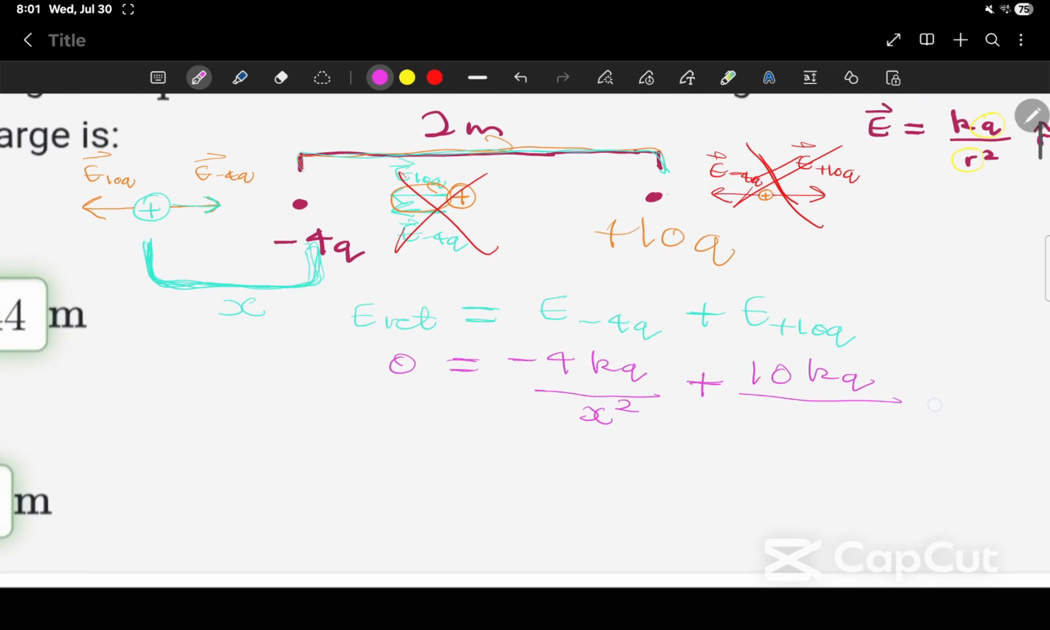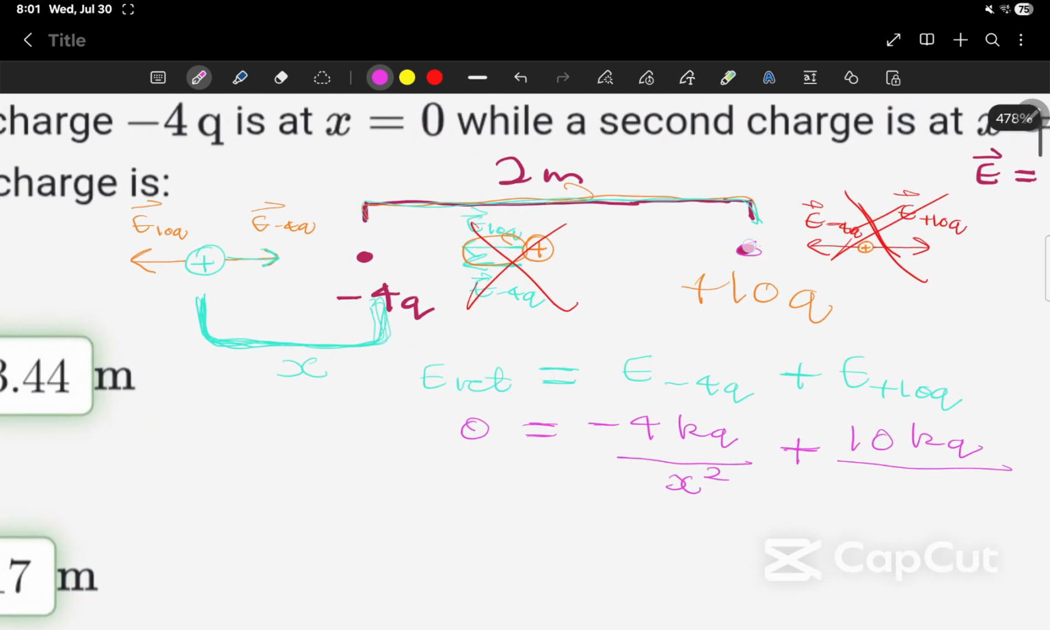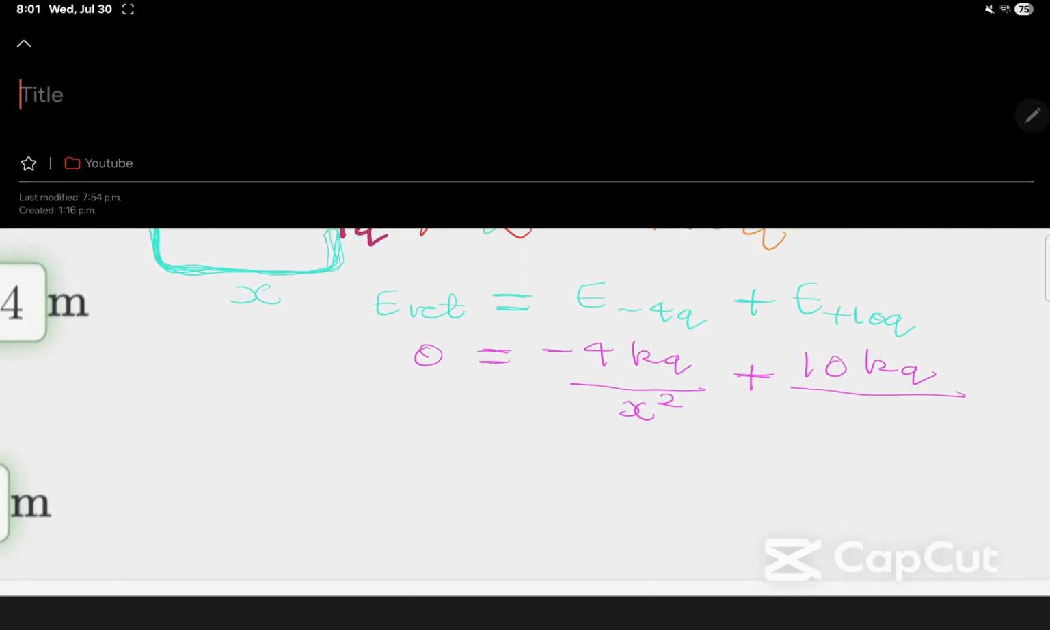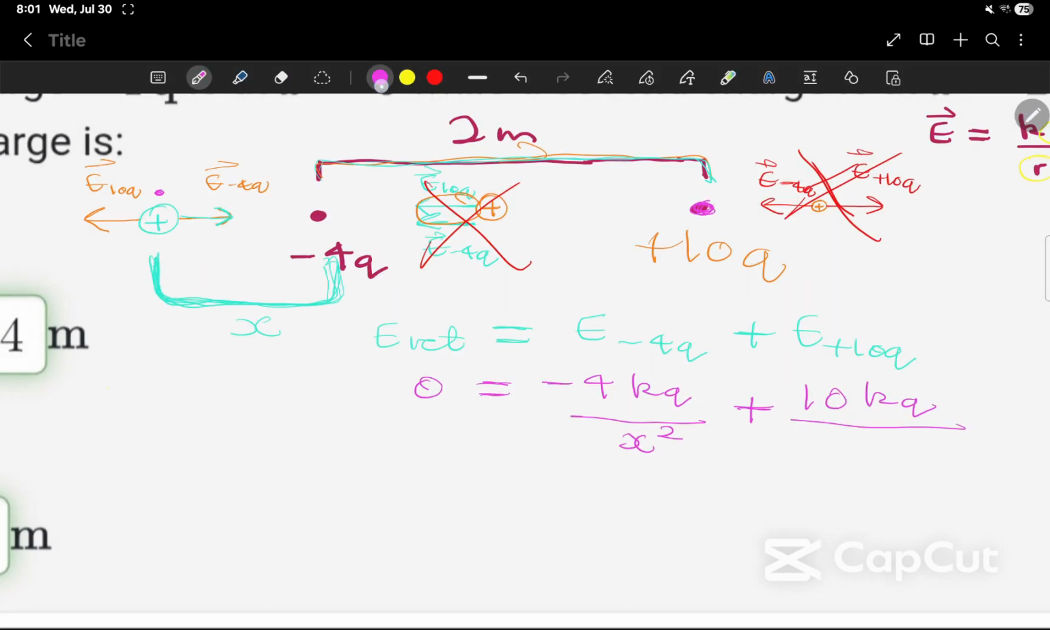And now this charge's radius is going to be a little bit different. The 10q charge is here, and our positive test charge is here. We have a distance of x and a distance of 2 meters between them. So we get 2 plus x, or x plus 2, as the actual radius between this positive charge and that positive 10q charge.